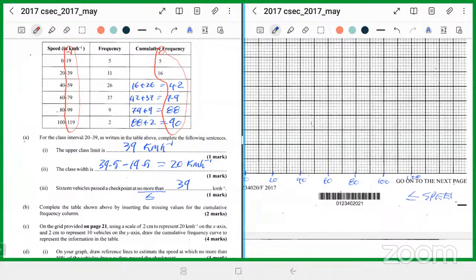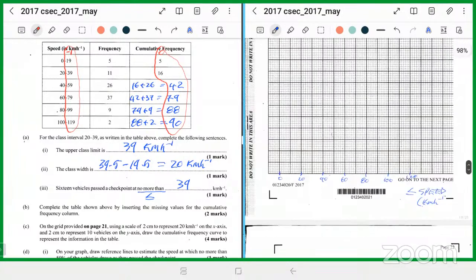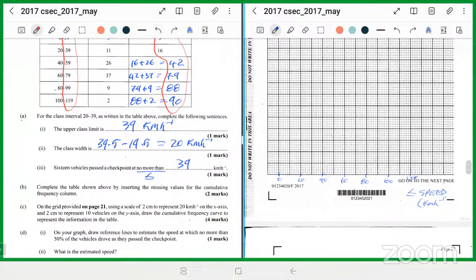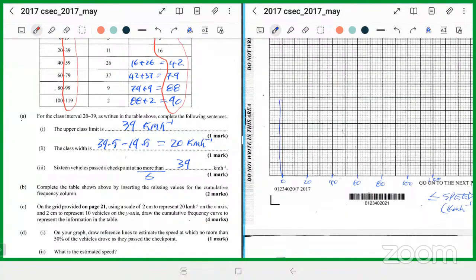I'm doing a less than or equal to graph, with kilometers per hour on the horizontal axis. And then I'm putting the vehicles, the cumulative frequency, up here. The scale I must use is 2 centimeters to 10 vehicles. So this will be 10 vehicles. But this is my y-axis, you know. This becomes my y-axis right here because this is my 0.